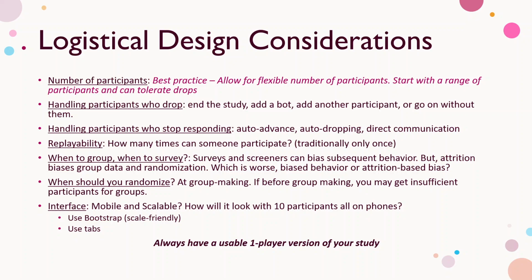These next two, when do you group people, when do you survey, and when do you do the randomization, all have to do with a set of trade-offs about when people are likely to drop and where bias is going to occur in your study design. We know that when people participate in surveys, they can be primed to think of certain things. So if you ask people their race and gender and then have them make decisions about who to hire, they can be primed to think about race and gender in making those hiring decisions, independent of whatever treatment you're giving in that particular study.